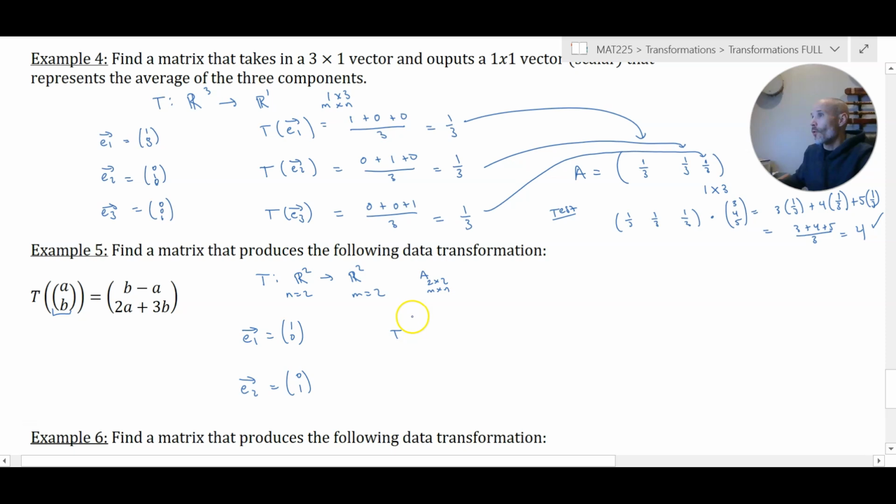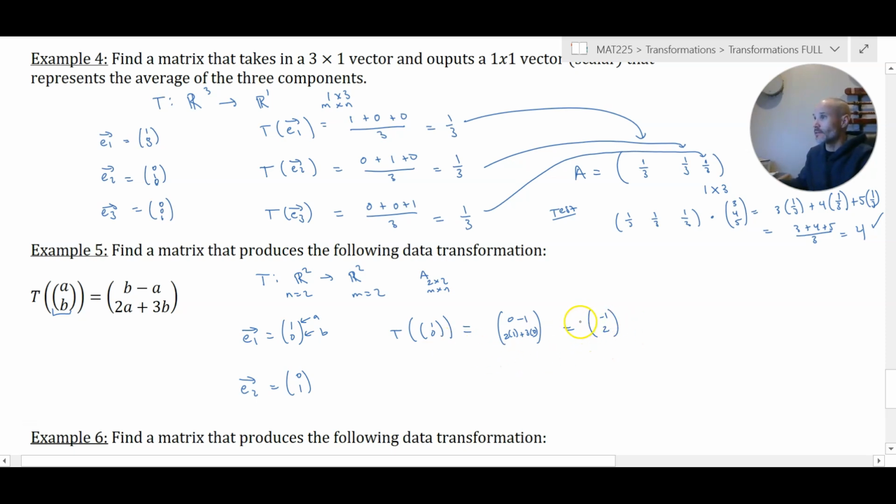So to transform the 1, 0 vector, we need to do the following. In the top component, this is what we're calling A, and this is what we're referring to as B. So B minus A would be 0 minus 1, which is negative 1. And in the bottom component, we'd have 2 times A plus 3 times B. So that would be negative 1, 2. That would be the output vector.